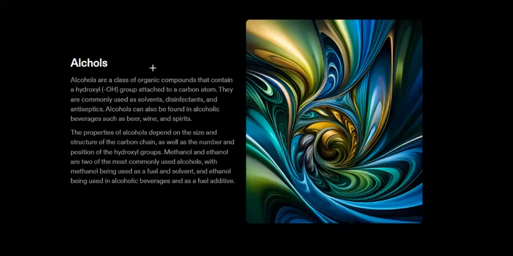Alcohols are a class of organic compounds that contain a hydroxyl group attached to a carbon atom. They're commonly used as solvents, disinfectants, and antiseptics. Alcohols are found in beer, wine, and so on. The properties of alcohols depend on the size and structure of the carbon chain, as well as the number and positions of hydroxyl groups. Methanol and ethanol are two common ones. You can note them down.